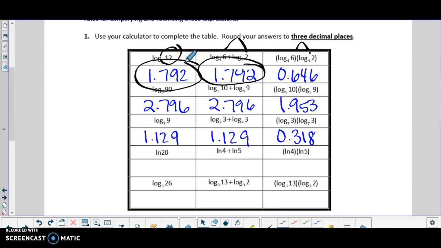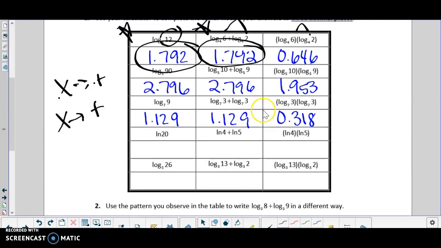All we did was plug those in our calculator to get those decimal values, and we rounded to the 3rd place. And if you notice, the first and the 3rd columns are all the same, okay? That's because multiplication, if we are multiplying arguments, goes with addition, okay? It goes with addition.